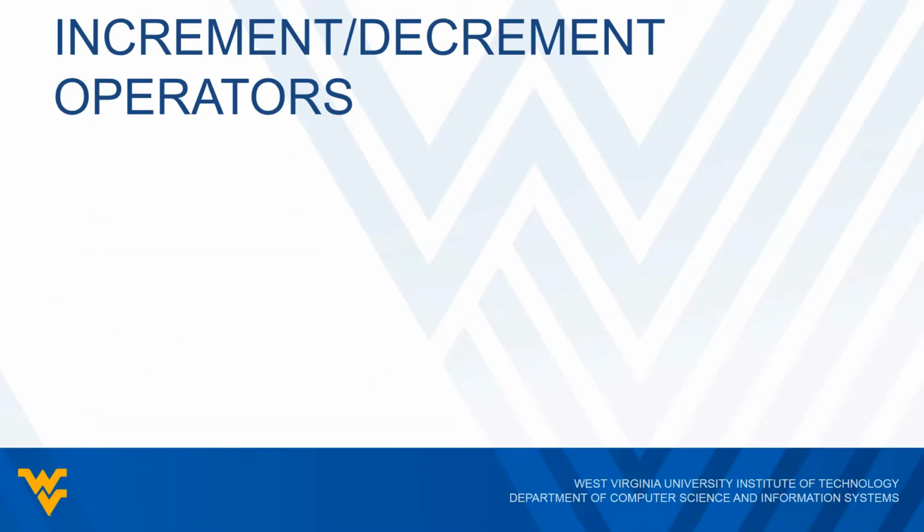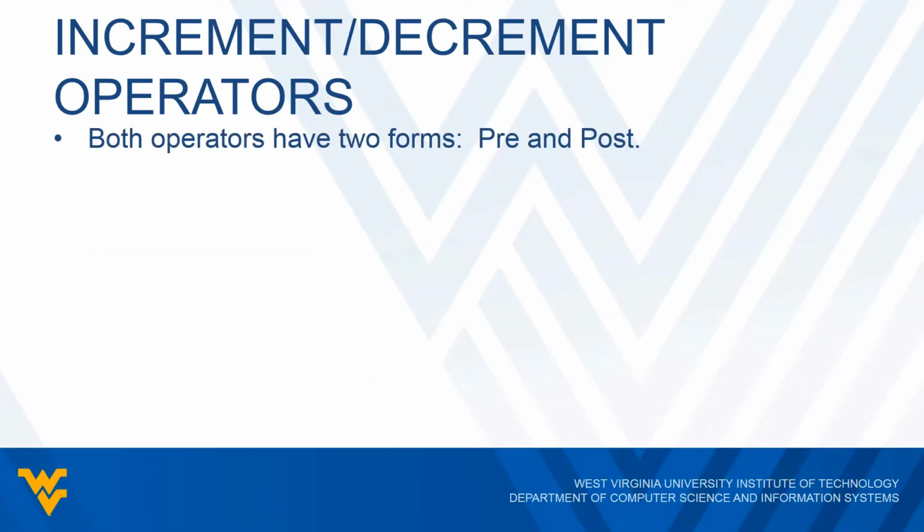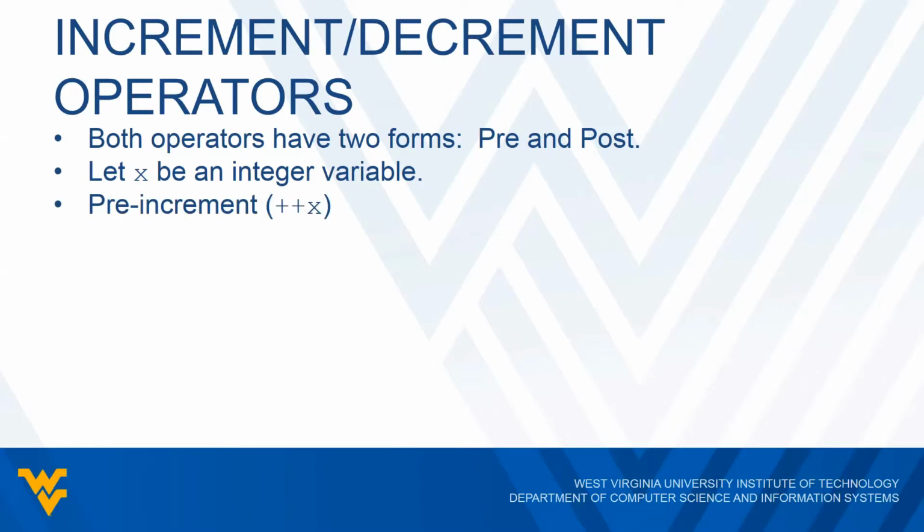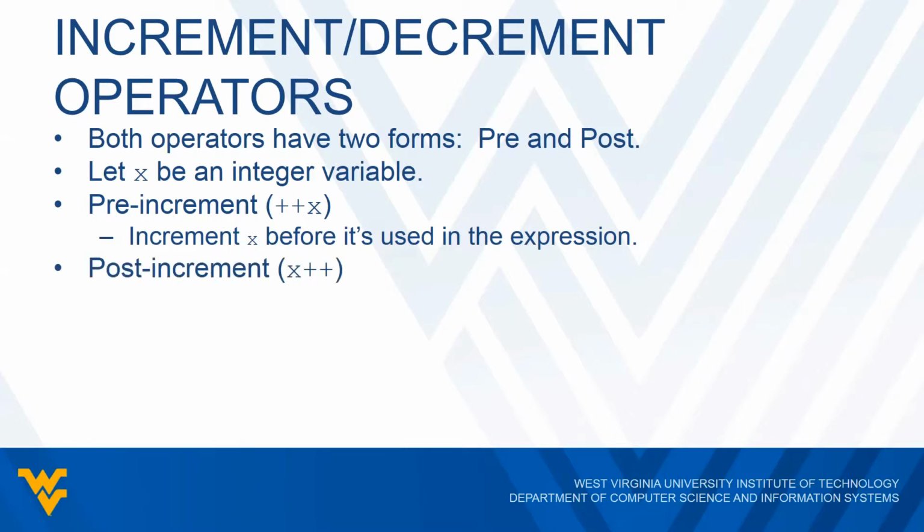Now, there are two different forms for both the operators. There's a pre and a post form. And we just showed one example in the last slide of one variation of it. So for example purposes, let's say we have x be an integer variable. The pre-increment form would be if we have the two plus signs in front of the x. And what this means is that we increment the value of x before we use it in our expression. Post-increment, which is what I drew on the previous slide, is where we have the two plus signs after x.